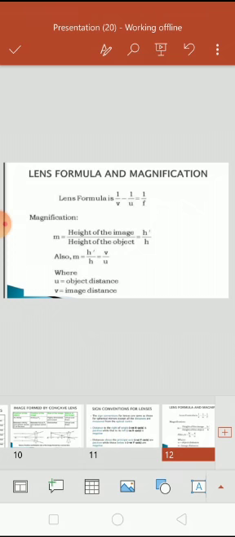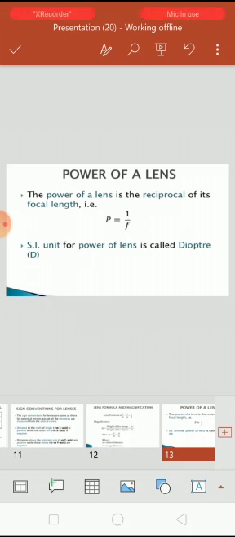The next is linear magnification. Linear magnification by a lens is defined as the ratio of the size of the image to the size of the object. h dash is the size of the image formed by a lens, and h is the size of the object. So the linear magnification m is equal to h dash by h, which is equal to v by u. v is the image distance, u is the object distance.